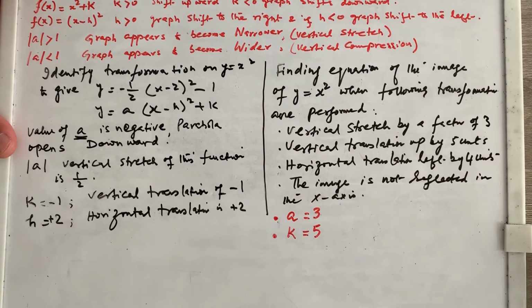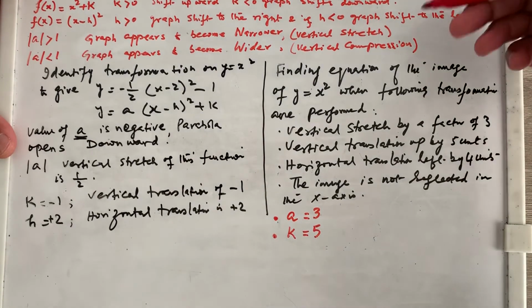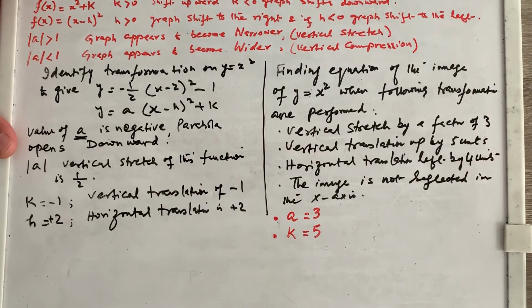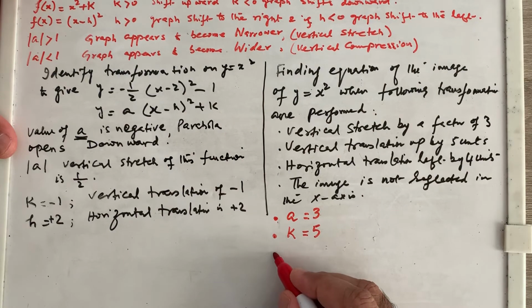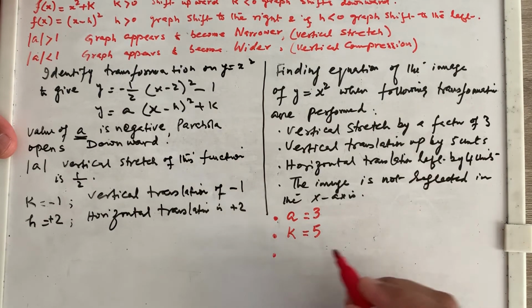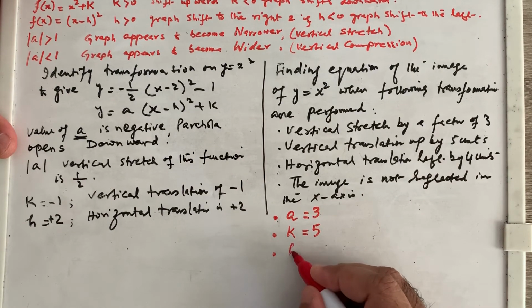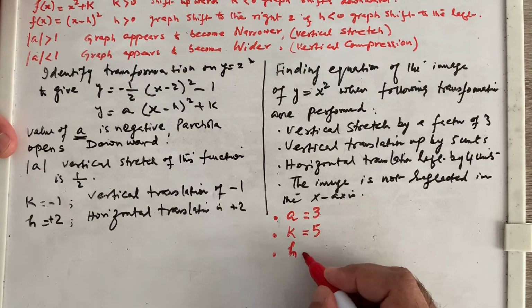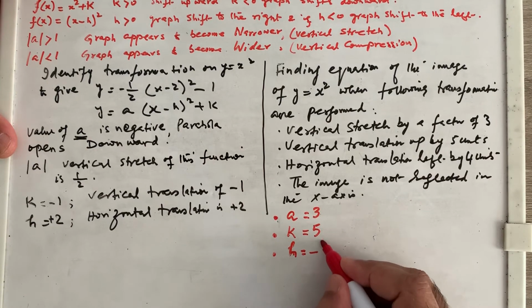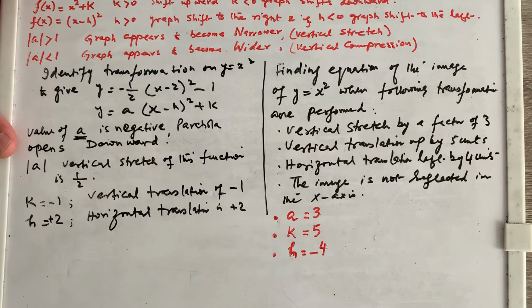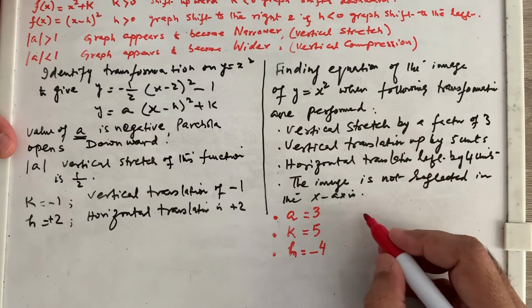right? So you read and then you write, because you know now the definitions. Horizontal translation left by 4 units. So horizontal translation is h, right? So h is -4, as it is left. The image is not reflected in the x-axis means that it is a positive sign. It has no negative sign. So now we can develop the equation.